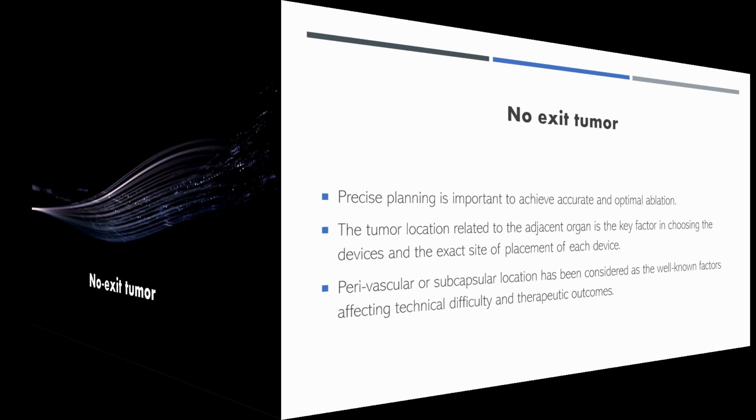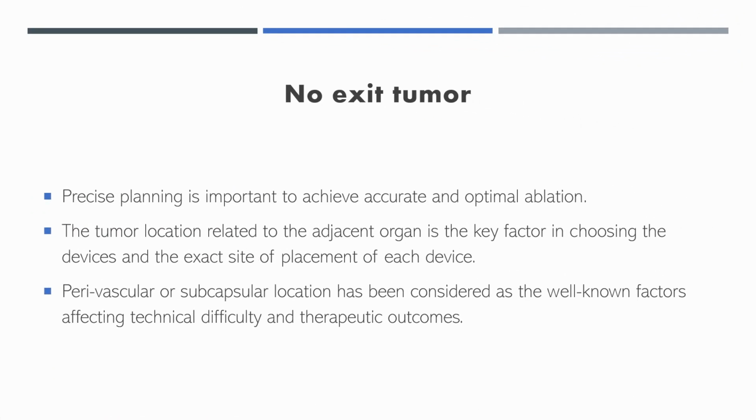Exit tumor. Precise planning is important to achieve accurate and optimal ablation. The tumor location related to the adjacent organ is the key factor in choosing the devices and the exact site of placement of each device. Peri-vascular or subcapsular location has been considered as the well-known factors affecting technical difficulty and therapeutic outcomes.